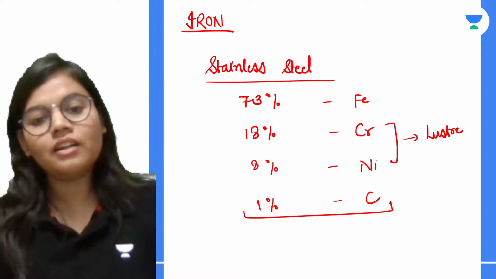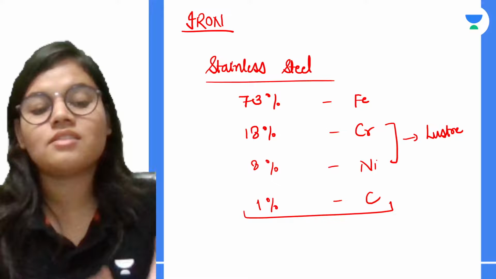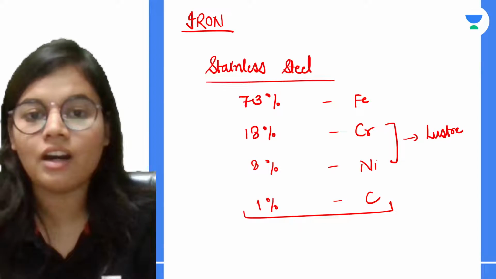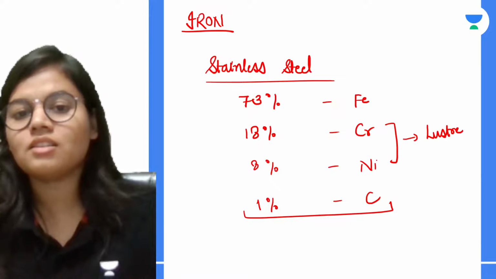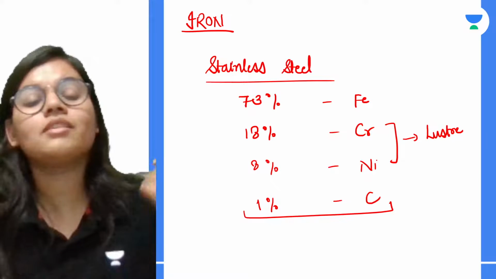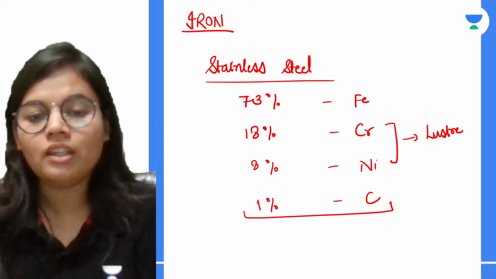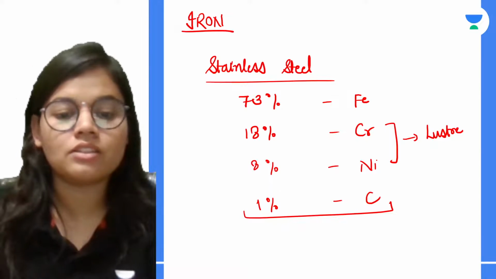So here iron has changed into stainless steel to be used in various uses such as utensils, cutlery, surgical instruments, ornaments, etc. So from iron to an alloy, that is stainless steel, it has found various uses. Next is manganese steel.